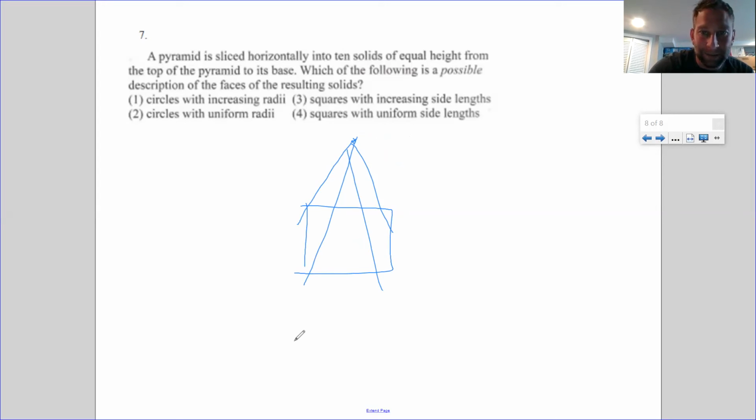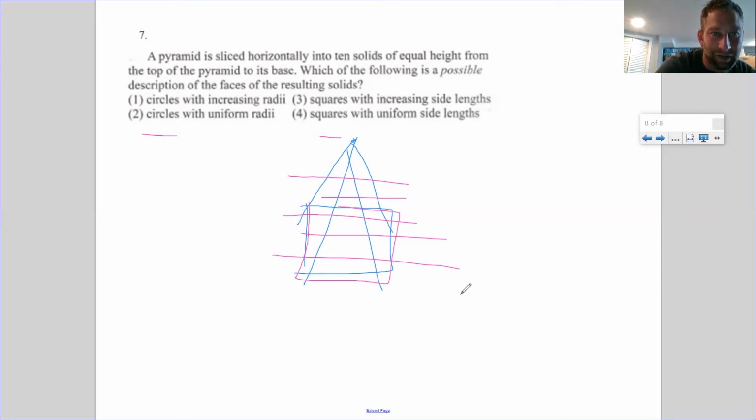Sliced horizontally. So they're slicing like that from the top to its base. So it's slicing like that, then like that, then like that, then like that, then like that. So first of all, are they circles or are they squares? Well, if you're cutting it horizontally, it's got to have the same cross section as the base, which is a square, so it can't be the circles. And I'm going from top to bottom, so as I go from top to bottom, the squares are getting bigger and bigger and bigger because the biggest square is at the bottom. So your answer is choice 3.